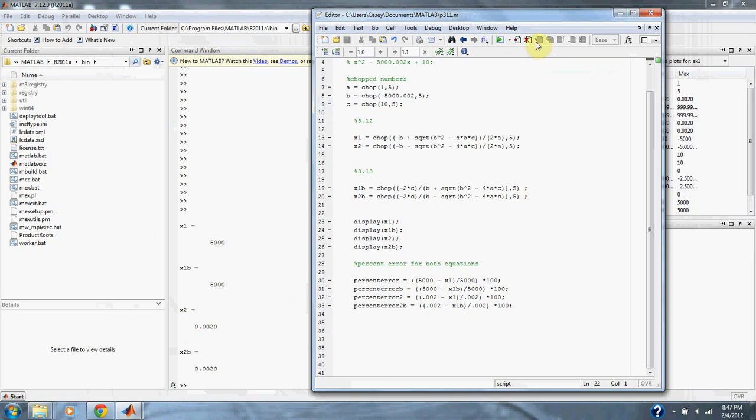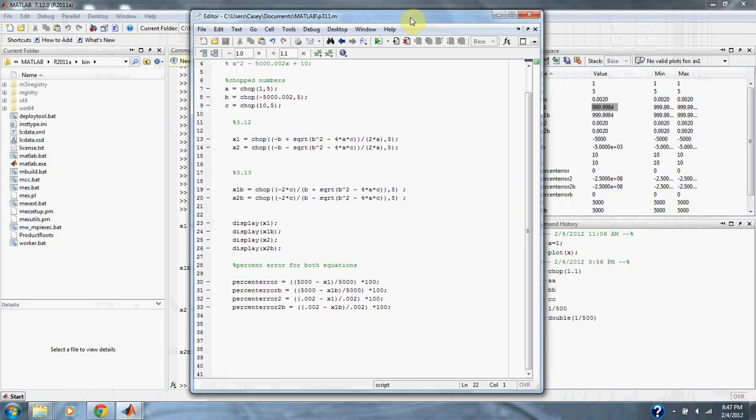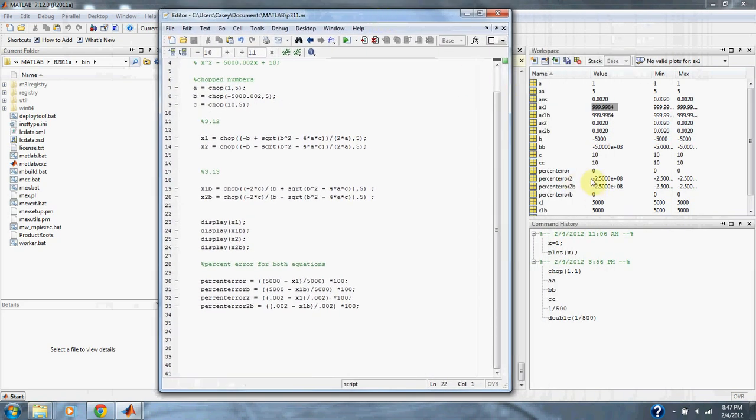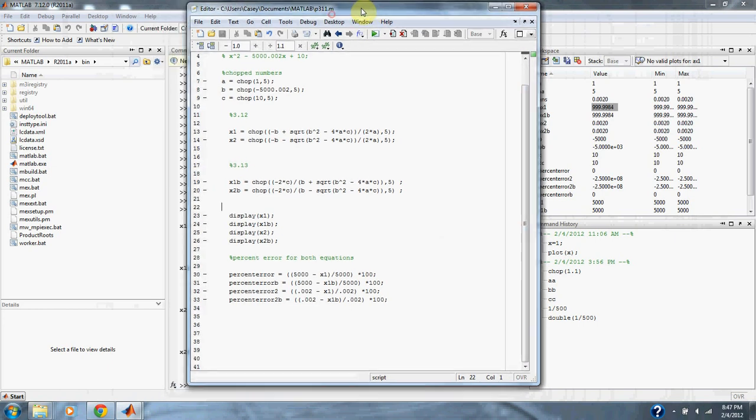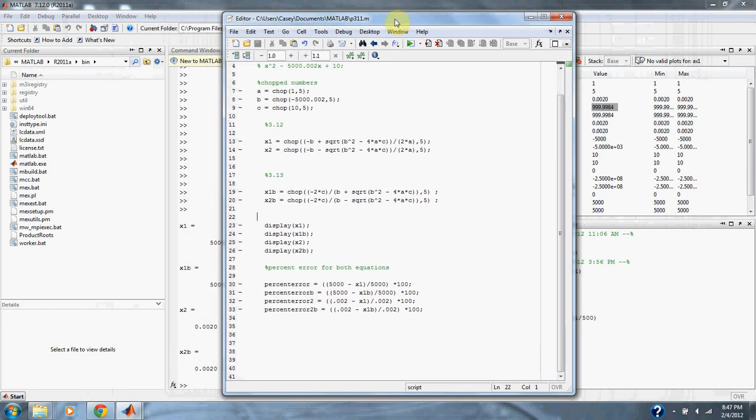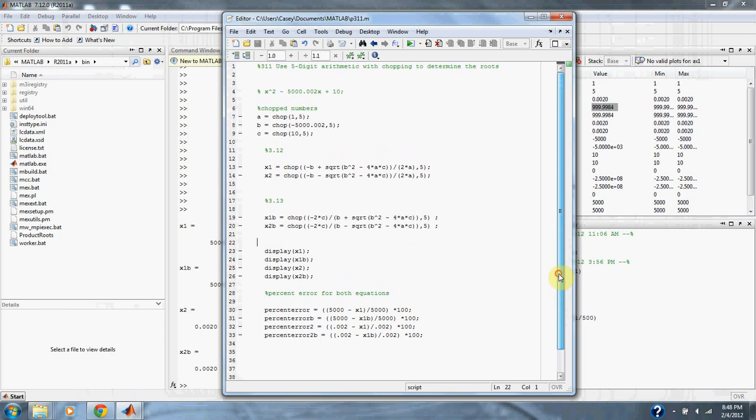And we have 0% error to the actual values found when taking the root of the original equation, based off of calculator results. And that's problem 3.11.